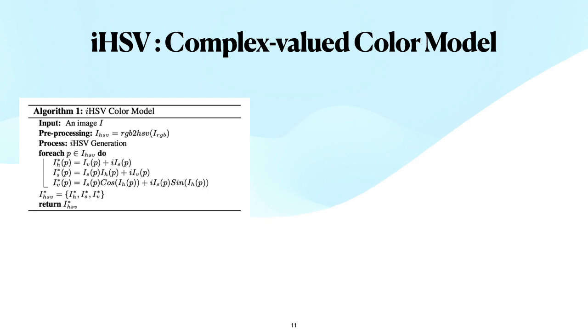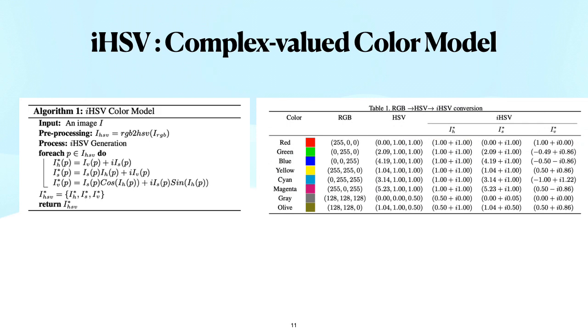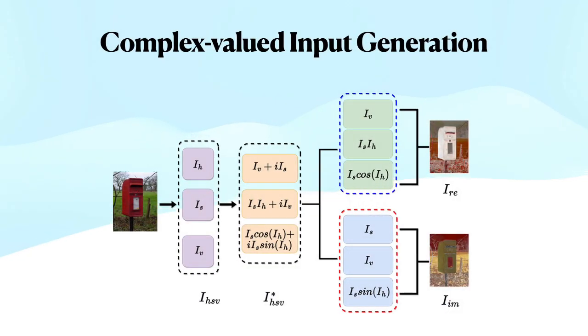Here is the proposed algorithm for converting real valued input images to complex valued images using our complex valued color model IHSV. Here is also a table representing pixel values of some of the common colors. Here is a flowchart of how real and imaginary component is formed.